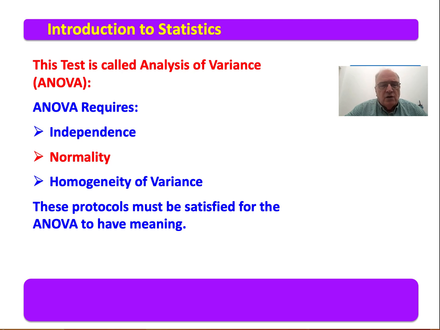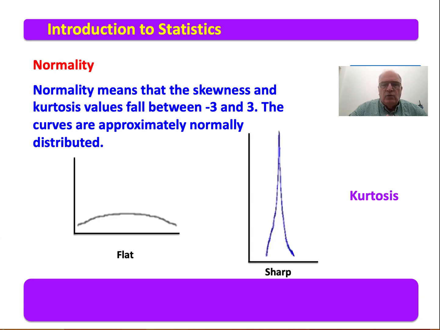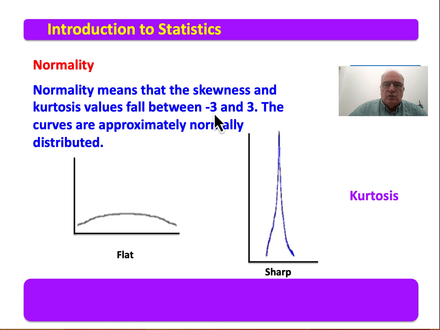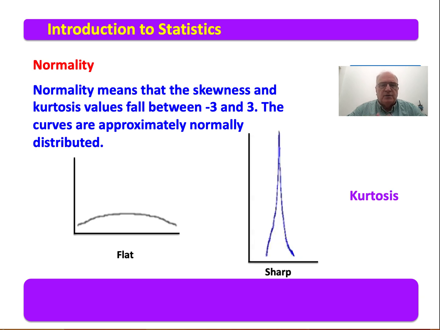Normality means that your curves and your populations, that the distributions, are approximately normally distributed. We have 2 factors that we look at. We look at skewness, that means they don't fall to one side or the other, and we look at kurtosis. Now, for skewness and kurtosis, we need a value between -3 and 3. Skewness talks about it being left skewed or right skewed. Kurtosis talks about it being too flat or too sharp to be normally distributed. If the skewness and kurtosis fall between the values of -3 and 3, then we're going to say that the curves are approximately normally distributed and we can proceed.